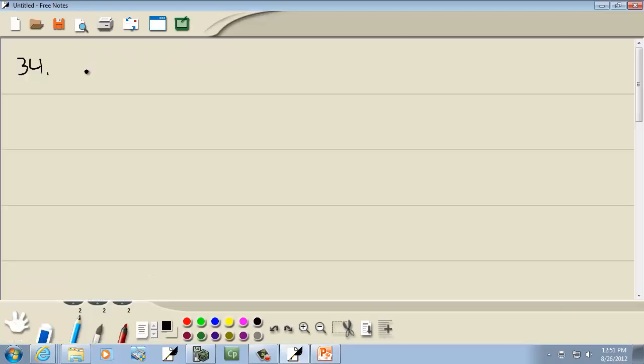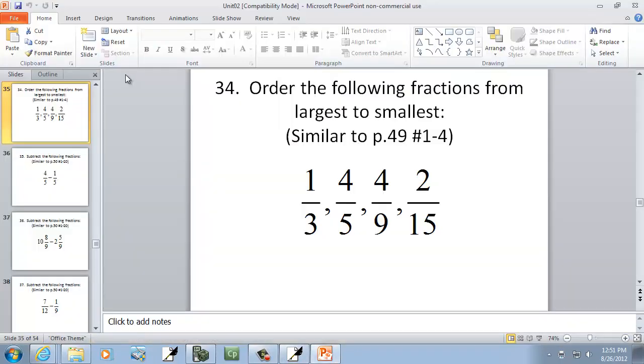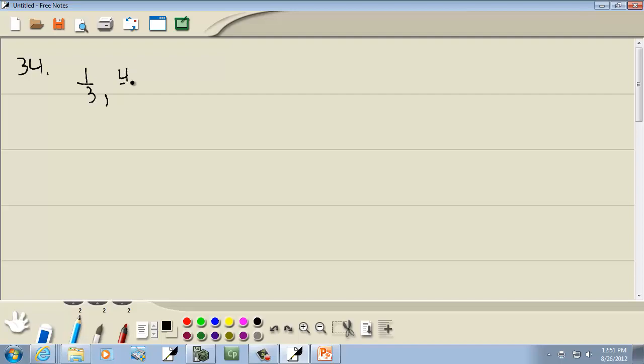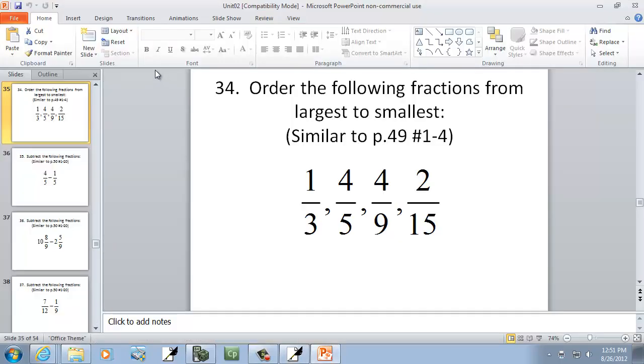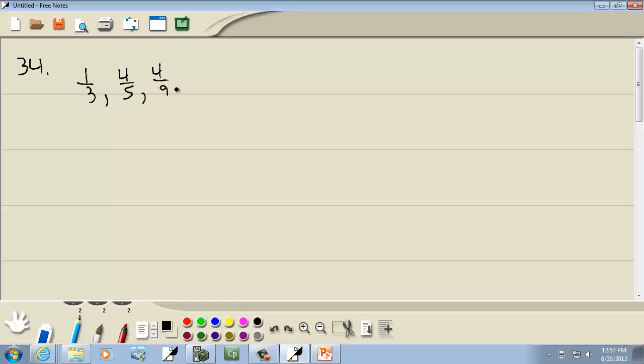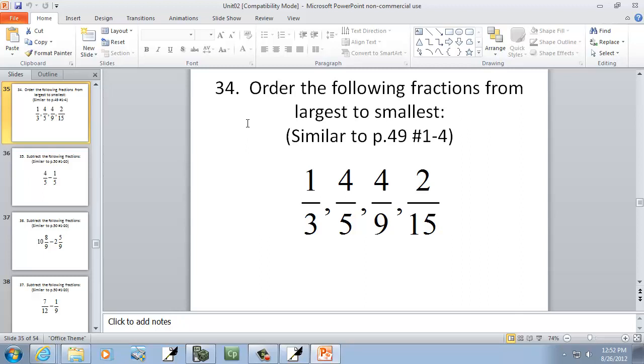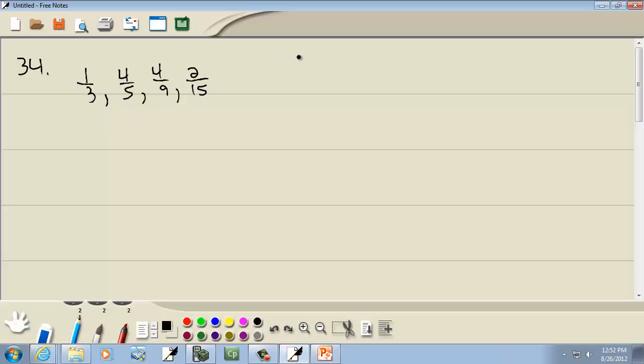Okay, so we've got 1/3, 4/5, 4/9, and 2/15. And it says order the following fractions from largest to smallest. Well, we can get a common denominator. So let's find the least common denominator of 3, 5, 9, and 15.